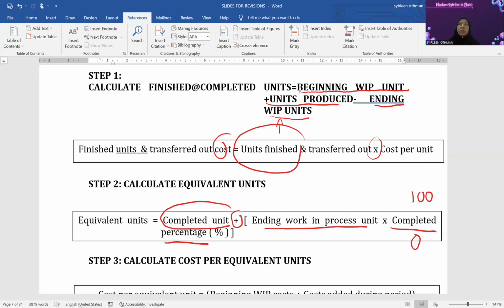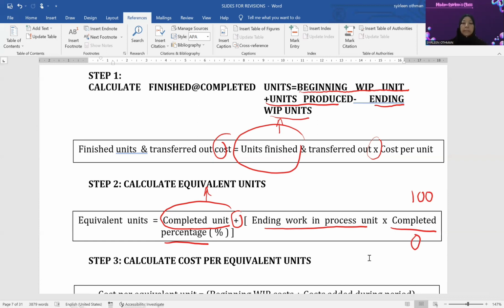Okay, so mungkin direct material dengan conversion cost akan ada ending WIP yang berbeza? Yes. Sebab apa? Sebab completed percentage untuk direct materials, conversion cost and also transferred in cost, dia bergantung kepada situasi yang diberi dalam soalan. So you need to find the completed percentage dulu, baru kita boleh darab atau multiply dengan ending work in process unit. And then kita akan add up the item with the completed unit that you've calculated in step 1. So you campur dua item ni, kita akan dapat equivalent unit. These two items kita akan kira dalam kita punya physical unit.